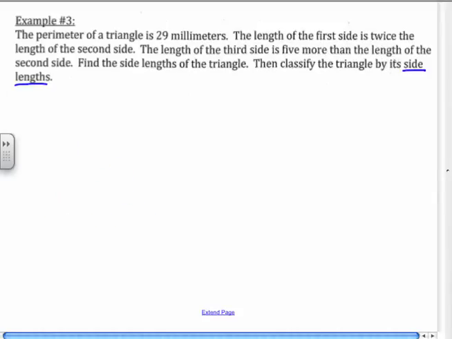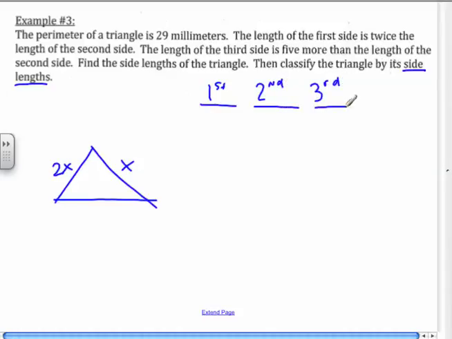Let me rephrase that. Here's my triangle. One side's x and the other side's 2x. But it's kind of hard for me to tell which one's the first side, which one's the second side. So there's another way I can do this. I can write it like this: first, second, and third. Now, it says that the length of the first side is twice the length of the second side. So if I say that this is x, then this has to be 2x, because the first side is twice the second. Now the third side, it says, is 5 more than the length of the second side.